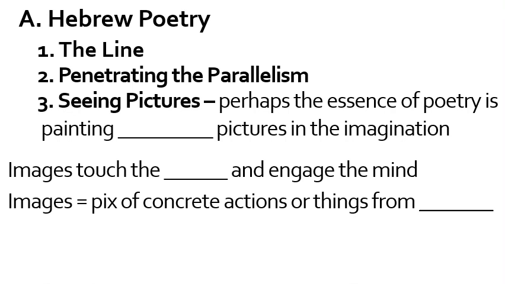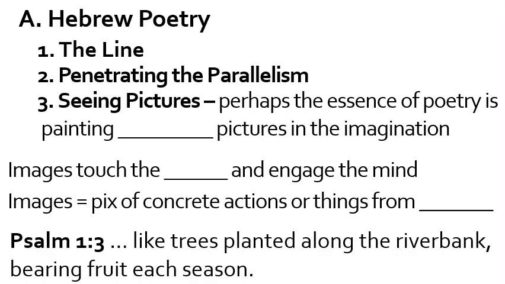Images equal pictures of concrete actions or things from ordinary life. The poets are connecting with the reader through these images. So, for example, Psalm 1, verse 3: like trees planted along the riverbank, bearing fruit each season. Now, this is being compared to relationship with God.